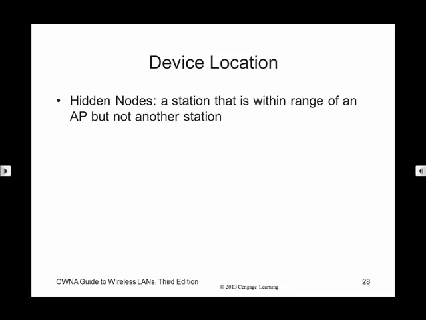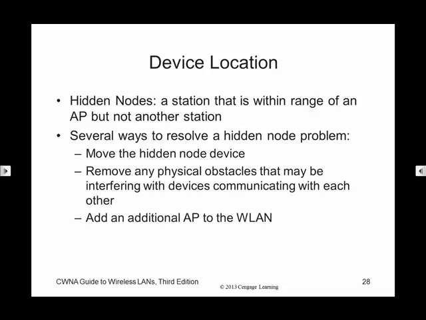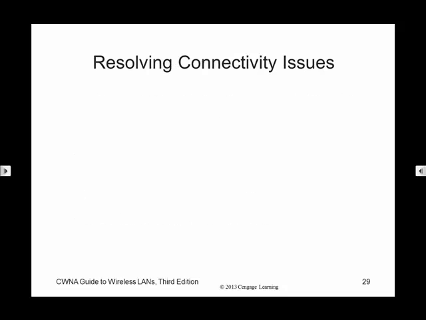The hidden node problem. The access point sees the stations, but the stations don't see each other, and that's when you get into the request to send and clear to send environment, because it can't see the one station transmitting and can cause collisions.